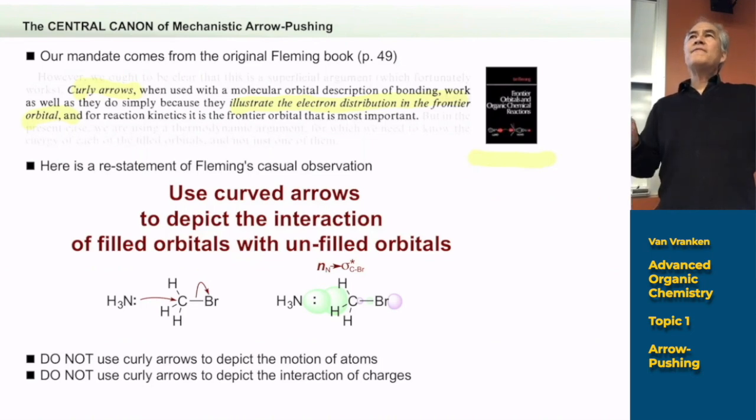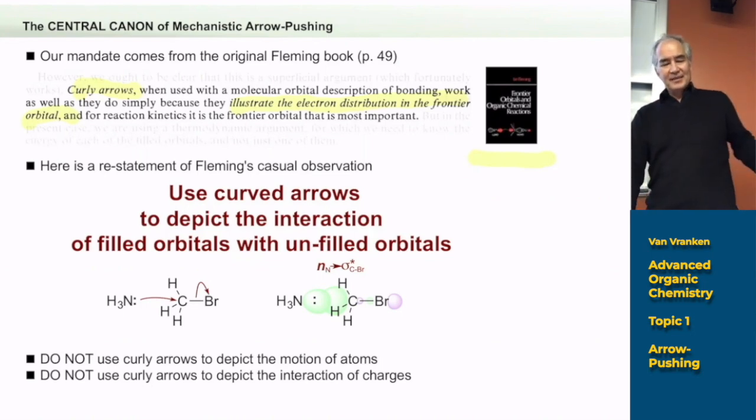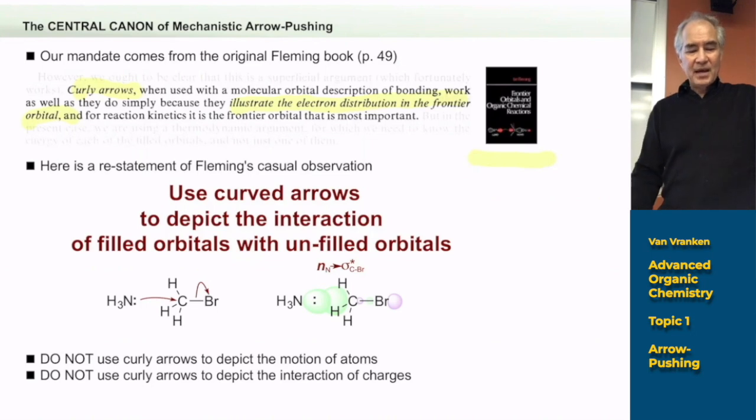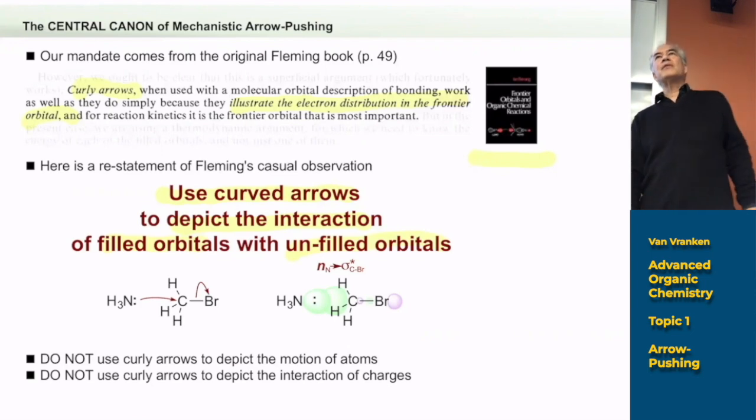So what Fleming was saying was, if you care about which reactions are fast and which reactions are slow, if that's what you'd like to determine, then you should use curly arrows for that, right? So that's why we do this. It's because he kind of set up the central canon of mechanistic arrow pushing. In this class, we are going to use curved arrows to depict the interaction of filled orbitals with unfilled orbitals. That's what we're doing when we draw the curved arrows.